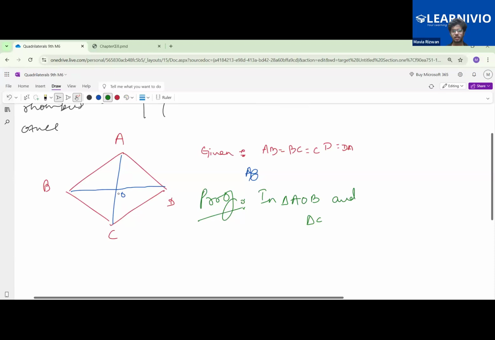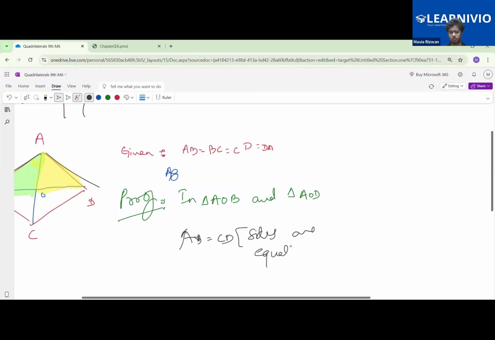Let's take triangle AOB and this triangle. I'm going to take these two triangles, guys. First is this one. Second is this one. So this is triangle AOB and triangle AOD. So in triangle AOB and triangle AOD, we know that AB is equal to AD. This is given. Sides are equal in a rhombus.